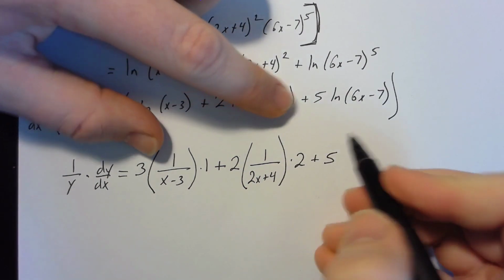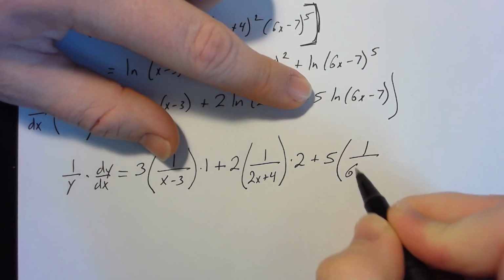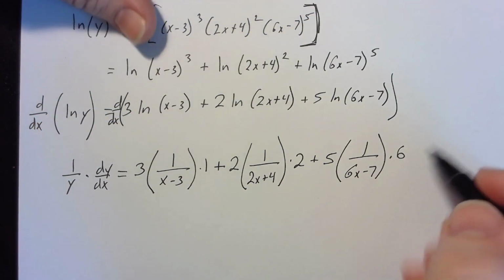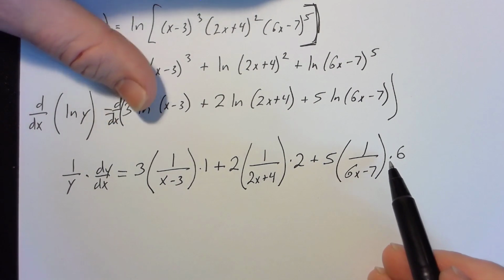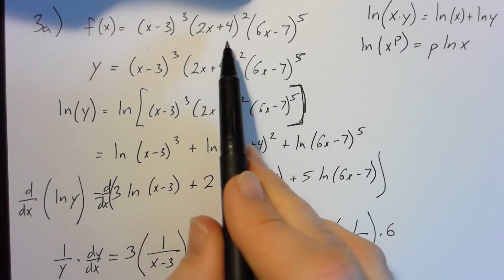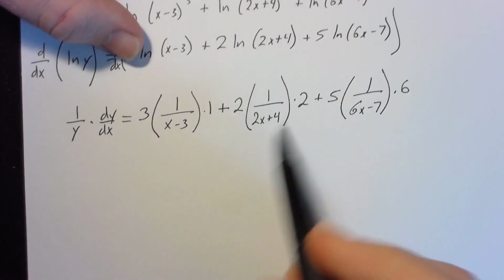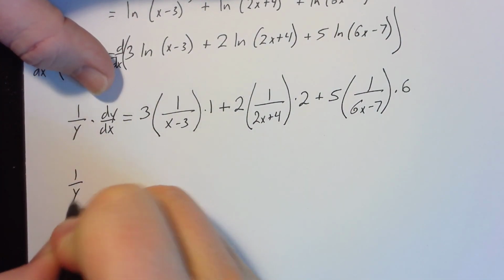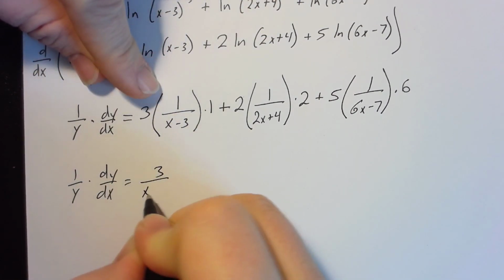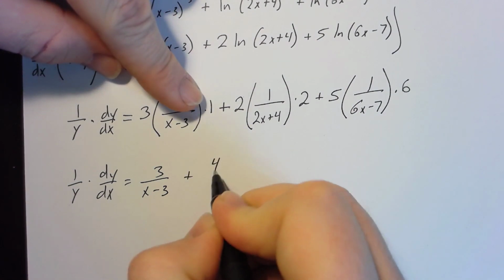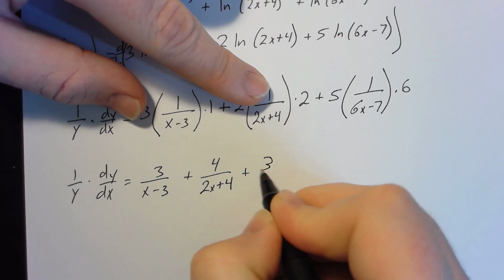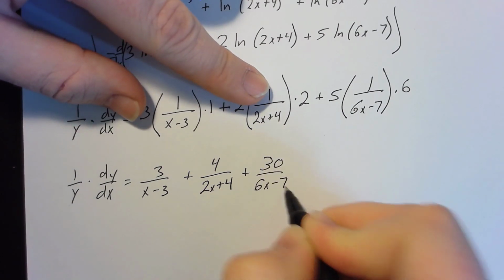Plus, carry down the 5, the derivative of natural log of anything is 1 over that anything, times the derivative of the inside, which is 6. So now you'll notice I simply have a bunch of fractions. I know, it's much worse than having polynomials, but this is still much better than dealing with this, because this stuff right here, I have 1 over y times dy dx is equal to, this simplifies down to 3 over x minus 3. This thing simplifies down to 4 over 2x plus 4. Yes, that can be simplified further, but I'm not going to. Plus 30 divided by 6x minus 7.